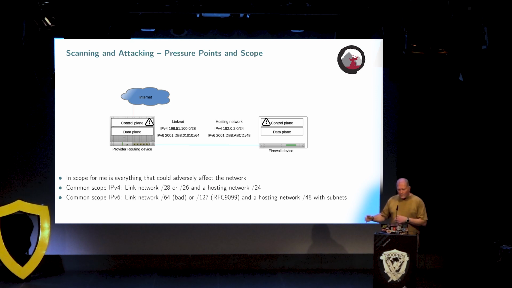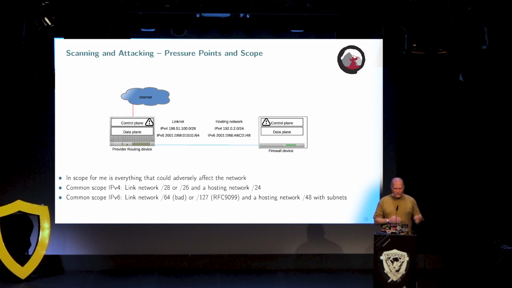So the firewall on the back side of that routing device will typically also today have a control plane, data plane. Again, can do some things in hardware and some things in software. When we're looking at these networks, we want to find what I call pressure points, and we want to find a scope for doing this testing. And usually you will have some kind of link net which links the devices together, and then you will have some kind of announced network, which I call the hosting network here.